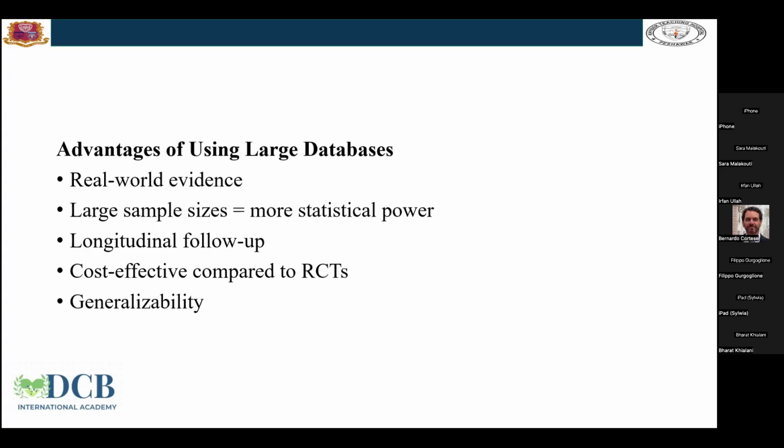Advantages of using large databases. It shows us real-world evidence and a large sample size, so the statistical power will be stronger. Some of the databases show longitudinal follow-up and are cost effective compared to randomized controlled trials. And we can generalize the findings because of the large sample size and the more data available.